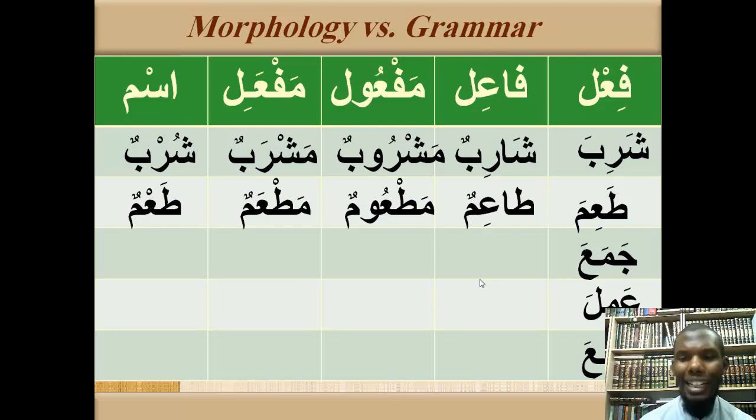So we have jami'. In Surah An-Nisa, إن الله جامع المنافقين والكافرين في جهنم جميعا. Allah will collect the hypocrites and the disbelievers in Jahannam together. In Surah An-Nisa, jami'. Yeah.